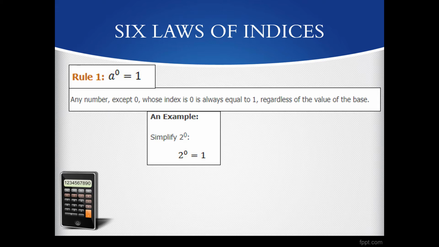Now we have six laws of indices. The first law is a raised to 0 is equal to 1. Any number raised to 0 is always equal to 1. So 1 raised to 0 is 1. A plus B plus C plus D, the quantity of that raised to 0, is equal to 1. Any number except 0 is always equal to 1 when raised to 0. As you can see in the examples, 2 raised to 0 is equal to 1, and 3 raised to 0 is 1.